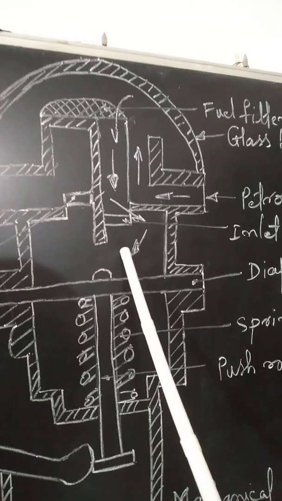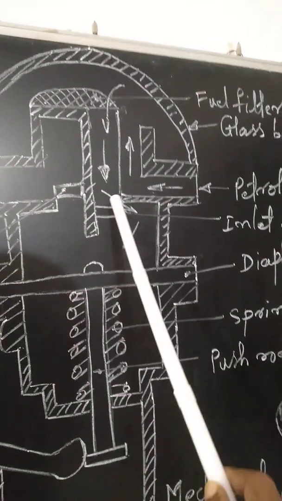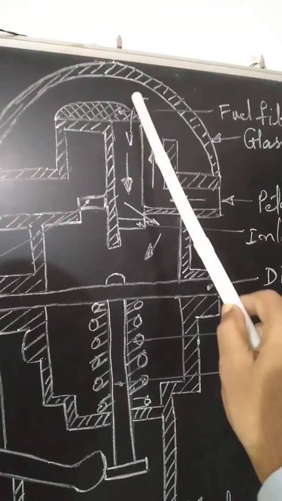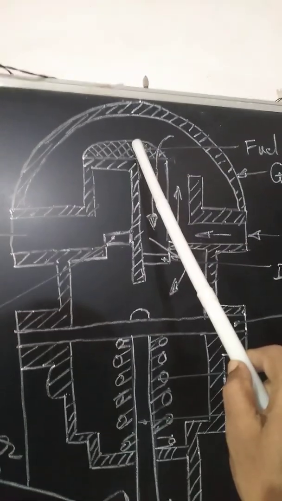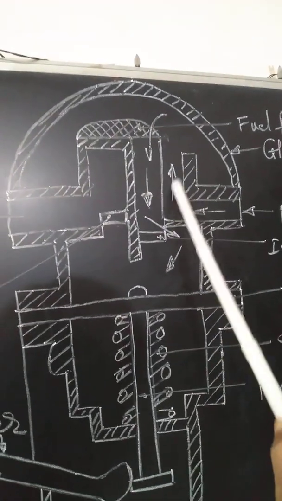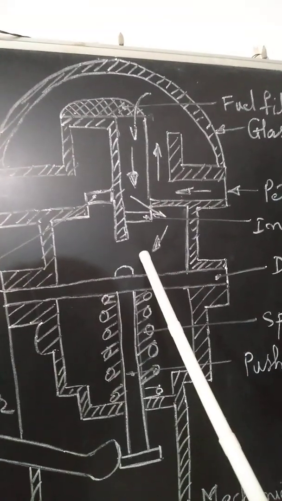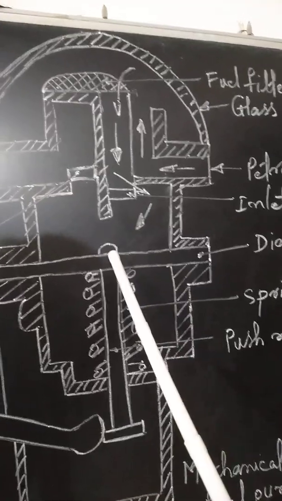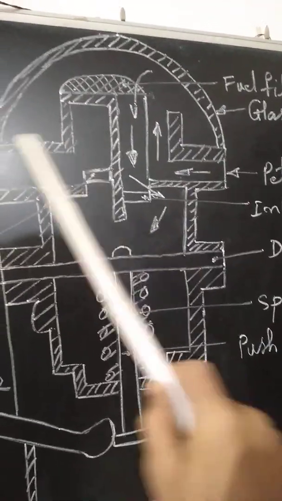There is a chamber in between the diaphragm and the two valves, and from this side the petrol is entering and there is a filter over here. It is filtered over here. From this side it is entering the chamber, and then due to the diaphragm motion, it will enter and it will go out.